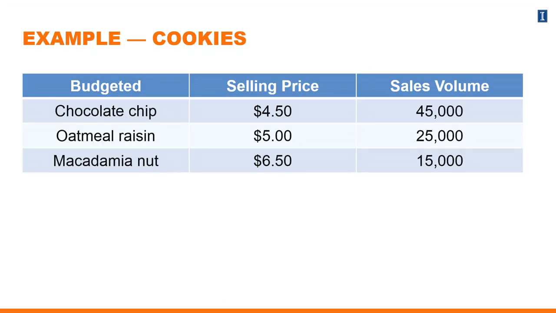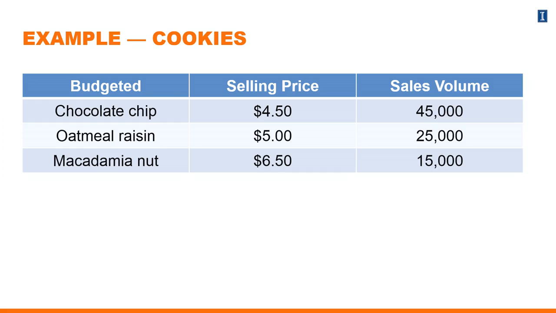We know from this information that we manufacture and sell 3 different types of cookies: chocolate chip, oatmeal raisin, and macadamia nut. We have selling prices that we plan to charge for each cookie that we sell. For chocolate chip, the selling price is $4.50. For oatmeal raisin, it's $5, and for macadamia nut is $6.50. And then we have projected or budgeted or expected sales volumes of cookies over this time period. We expect to sell 45,000 units of chocolate chip cookies, 25,000 units of oatmeal raisin, and 15,000 of macadamia nut.